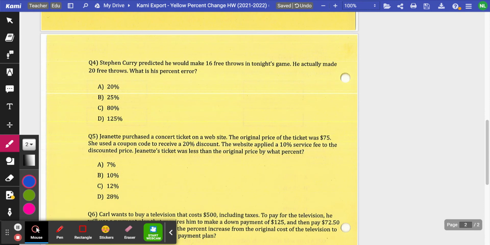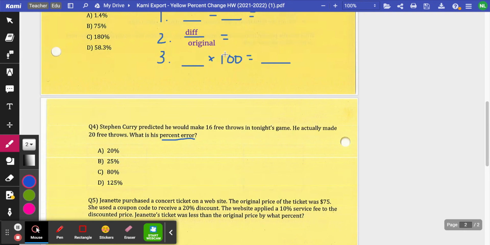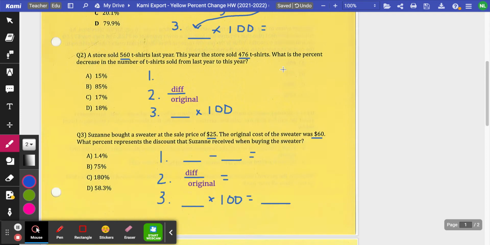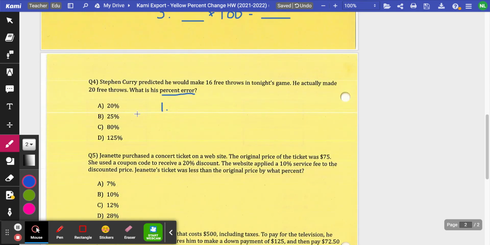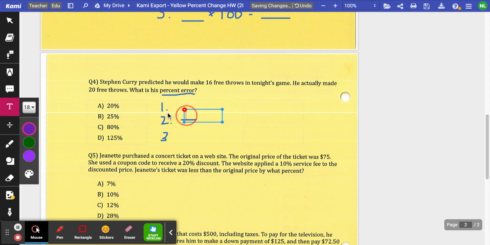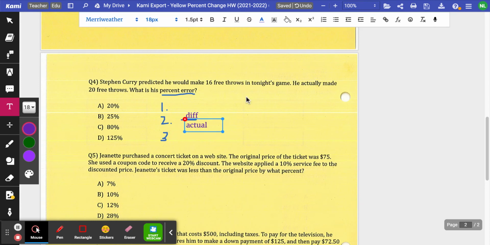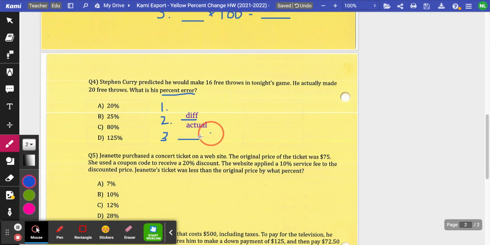Okay, so the next problem. Stephen Curry predicted he would make 16 free throws in tonight's game. He actually made 20. This time we're talking about percent error, so you're looking at the difference over the actual. So you set up your 3 steps and you do your 3 steps. You find the difference, then you set up the ratio, which is the difference over the actual amount. Look for that word. And then you do your decimal times 100.